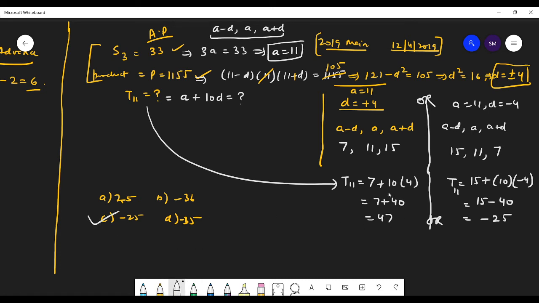Sometimes we make the mistake of taking only d as plus 4. In the last question it was a different situation. There d was supposed to be taken as positive because we had already chosen the numbers as positive and negative, and on that basis we chose the hypotenuse. So that is why in the last question we did not take both values of d. So you need to apply your mind. Got this question? Okay, now let's do another question.